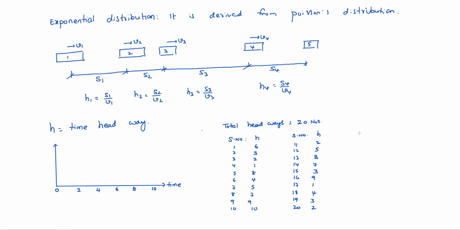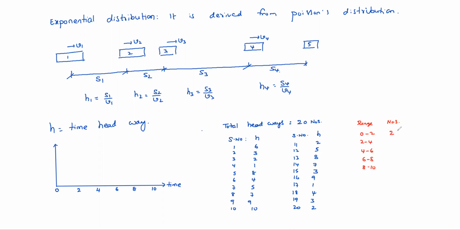Distribution is like this. 0 to 2, 2 to 4, 4 to 6, 6 to 8, 8 to 10. These are the ranges. For 0 to 2, how many numbers? 2. 1, 1, right?